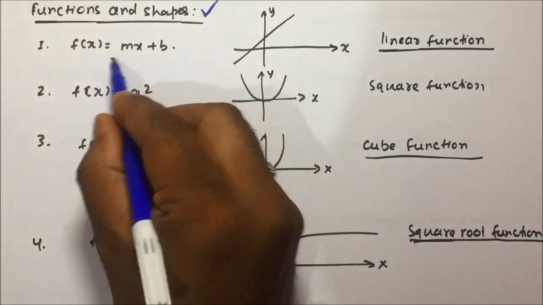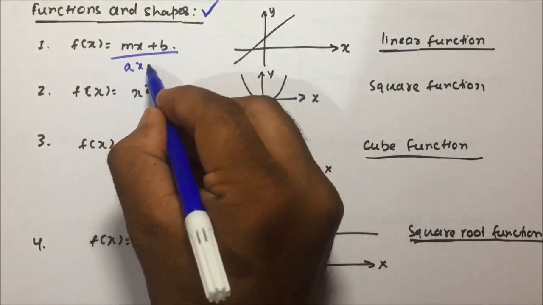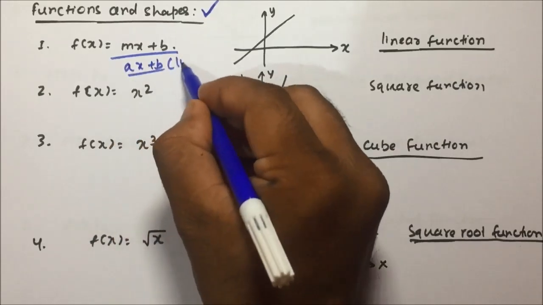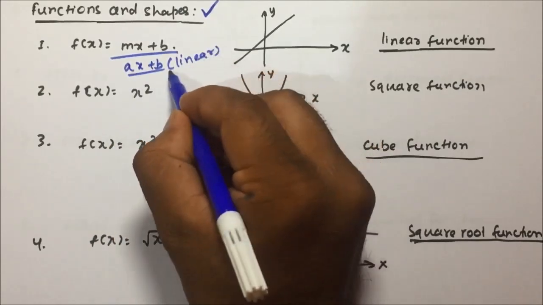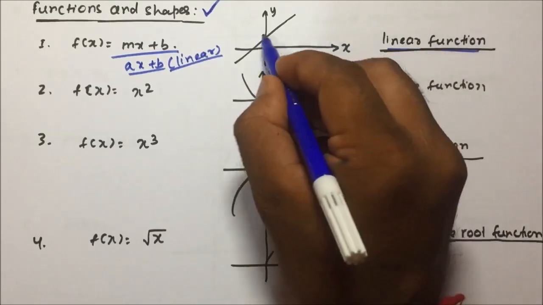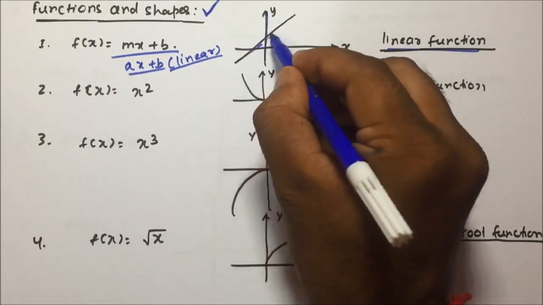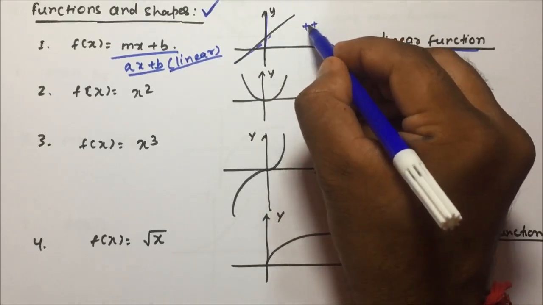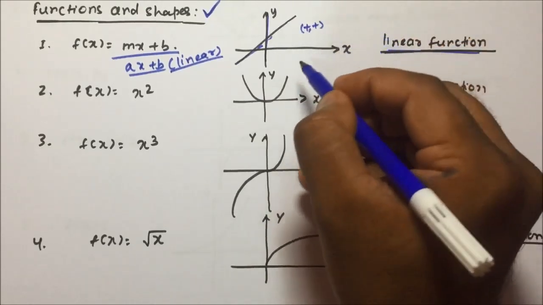So if f(x) is equal to mx plus b, or ax plus b, this, friends, everybody knows is a linear equation. So the function will also be a linear function, and you can see the diagram will also be linear. This quadrant will be positive, right? The x value positive and even the y value positive.